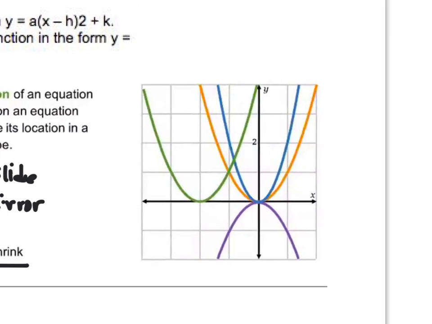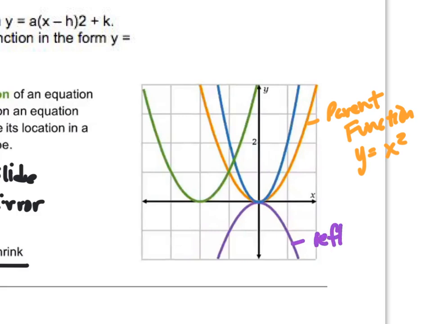What I want to show you is that the graph you see in orange is your parent function, y equals x squared. Now, this purple function down here has been reflected over the x-axis. So this is a reflection of the parent function.